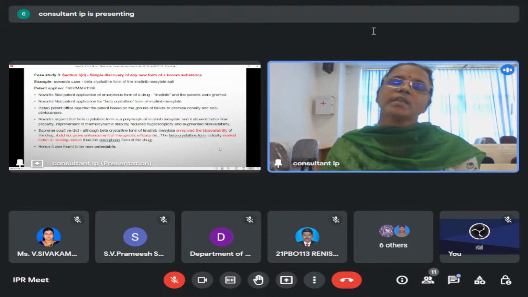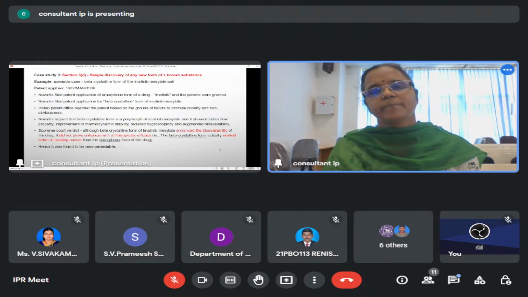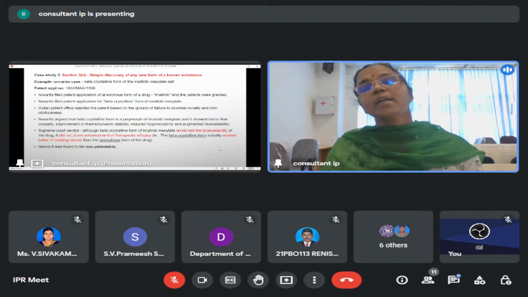So there should be therapeutic efficacy, not physical or chemical characteristics efficiency. That efficiency is not what is required for a patent. Therapeutic efficacy remains the same. Therapeutic efficacy means the treatment part. When it goes to the cancer patient, how effective is it in curing? Does it take a lesser dosage or a shorter duration to cure?